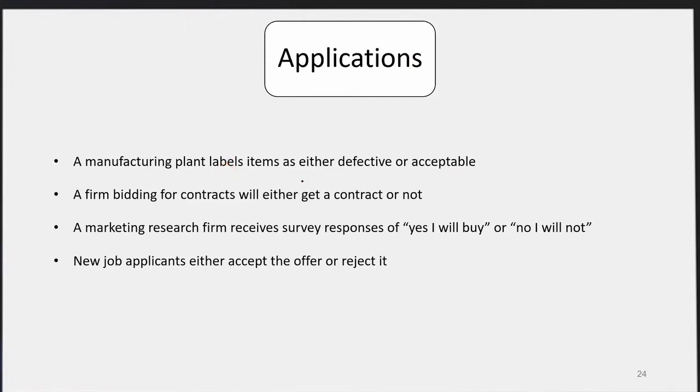A manufacturing plant labels items as either defective or acceptable. So you see, there are a fixed number of items. These items are categorized into the event of interest occurring or not occurring. Not occurring would be, let's say, defective, and occurring would be acceptable. And then the probability assigned to these events should be constant, and it should be independent. Then another example. A firm bidding for contracts will either get a contract or not. A marketing research firm receives a survey response, yes, I will buy, or no, I will not. And finally, new job applicants either accept the offer or reject it. So these are some of the applications where you use binomial distributions.